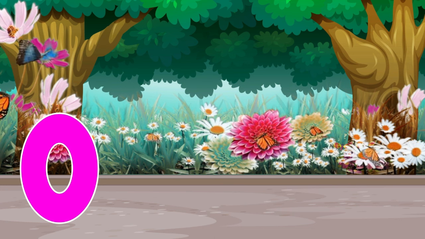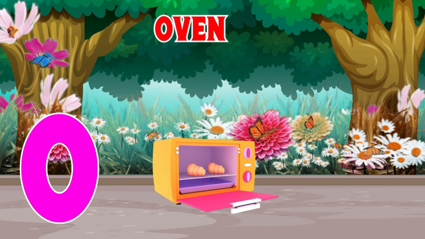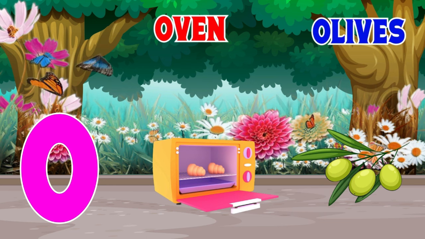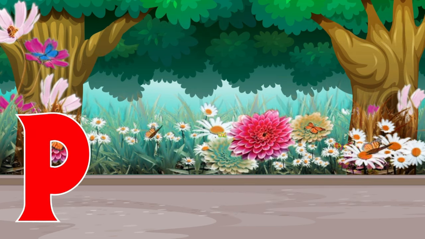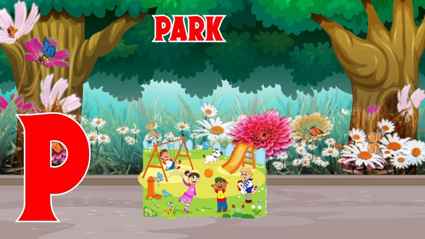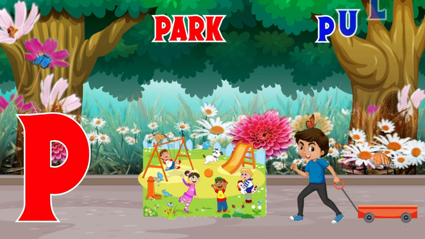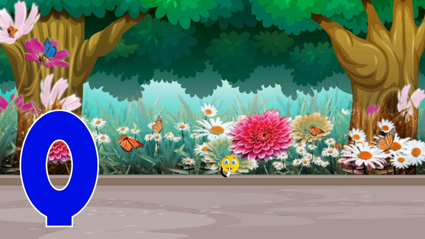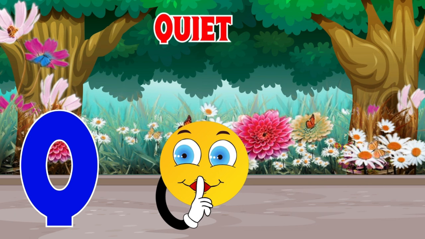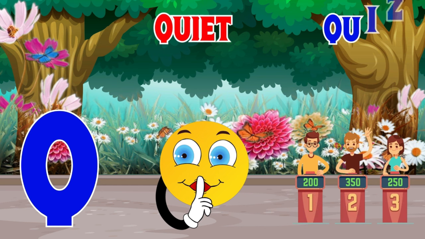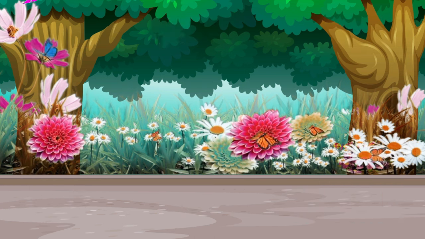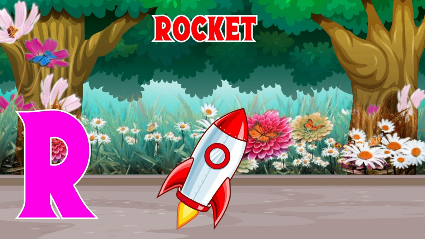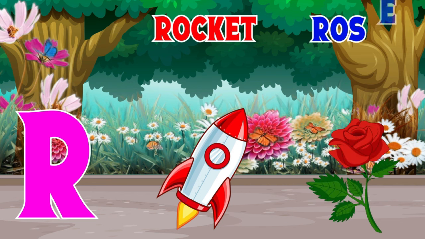O. O for oven. O for olives. P for park. P for pull. Q. Q for quiet. Q for quiz. R for rocket. R for rose.